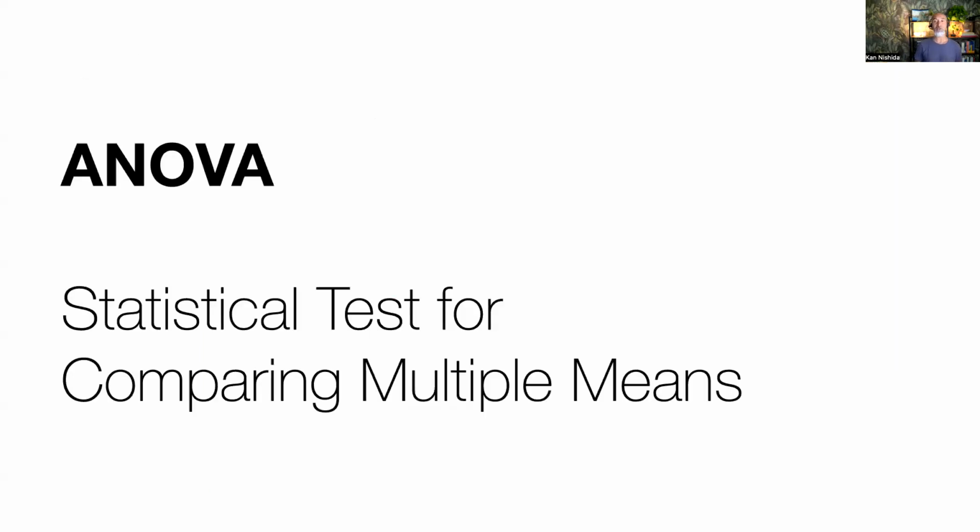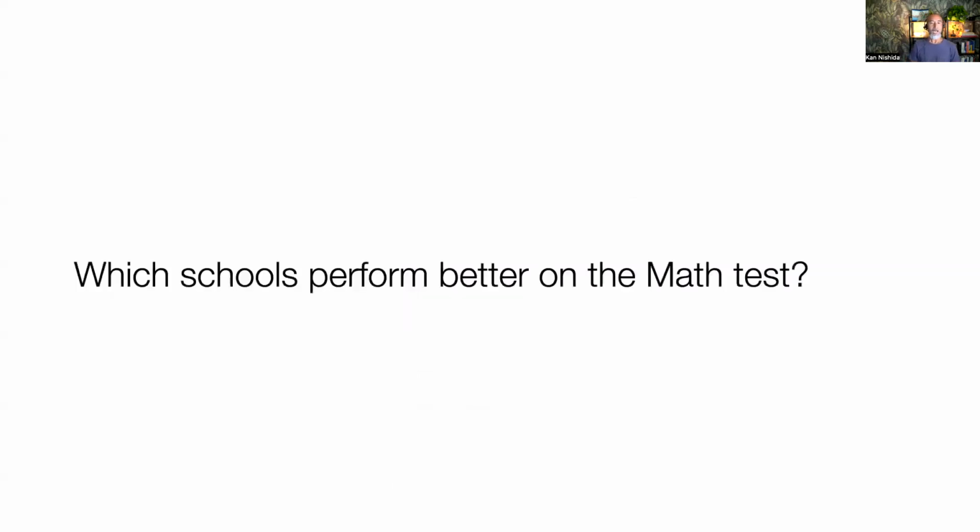ANOVA is a statistical test for comparing multiple means, so multiple groups. That's a big difference from a t-test. A t-test can only compare 2 means, 2 groups. This one can do 2 groups as well, but also 3, 4, 5, 6, and so on. Okay. And now I'm going to use the same example.